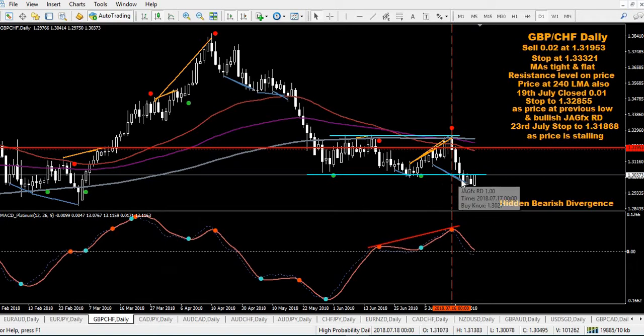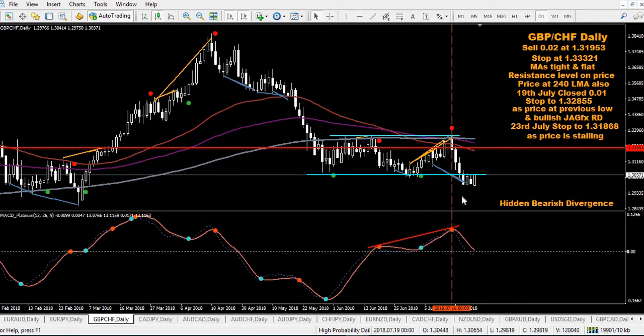We've got JAGfx RD bullish, and the MACD Platinum, the blue dotted part, is already through the zero level and it's turning, and the main signal line, I guess you can call it, is very close to the zero level. So if we get, say, a blue dot on this, I may bring down my stop a little bit lower, but it's a no lose trade.